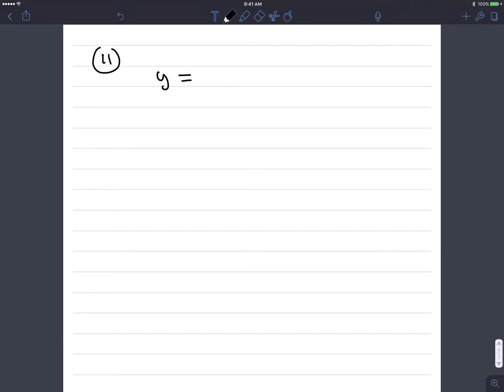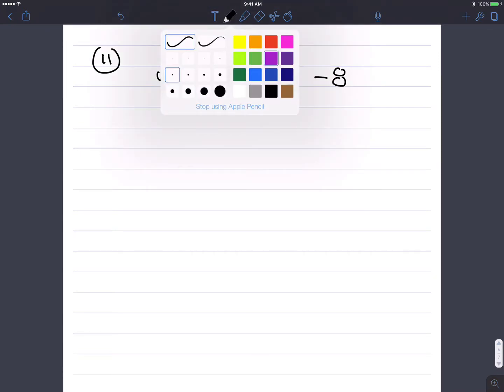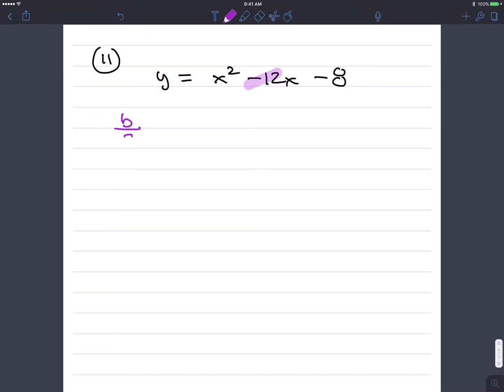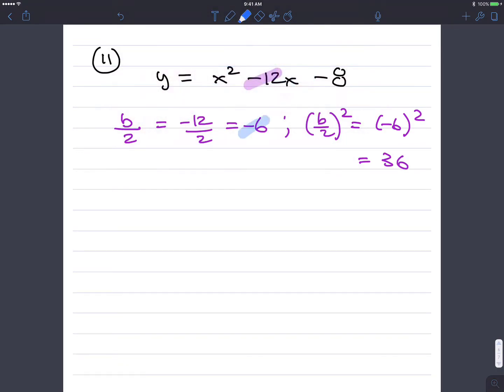We have y equals x squared minus 12x minus 8. My b value is negative 12. So b divided by 2 is negative 12 divided by 2, negative 6. b over 2 squared is negative 6 squared, or positive 36. We're going to use the negative 6 eventually, but we're going to start with using the 36.